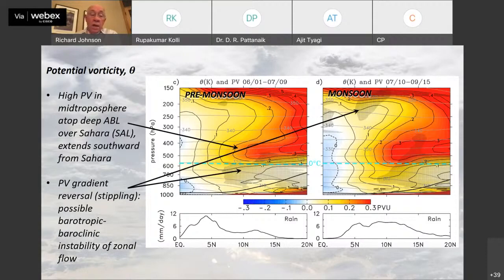And if you look at the north-south gradient of this PV field, the stippling shows where there are reversals. This goes back to the work of Bob Burpee, who showed that this indicates there's therefore possible barotropic-baroclinic instability of the zonal flow in this region associated with the African easterly jet.